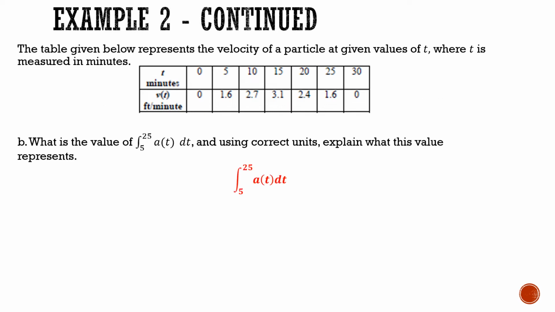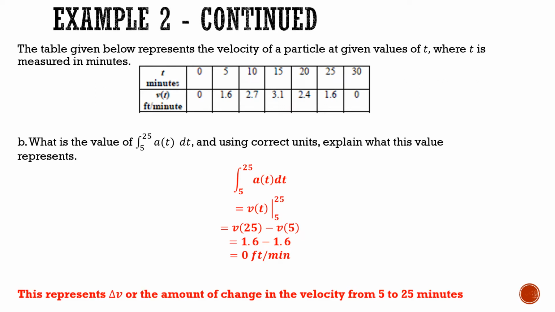So we have the integral from 5 to 25 of a of t, which we know that the integral of a of t, or acceleration, is just simply velocity. So all I'm really finding is the velocity from 5 to 25. And so that's going to be v of 25 minus v of 5. And v of 25, they told us, was 1.6, and v of 5 was 1.6. So our integral is equal to 0 feet per minute. Now, what does this mean? It represents the change in your velocity, or the amount of change in the velocity from 5 to 25 minutes.